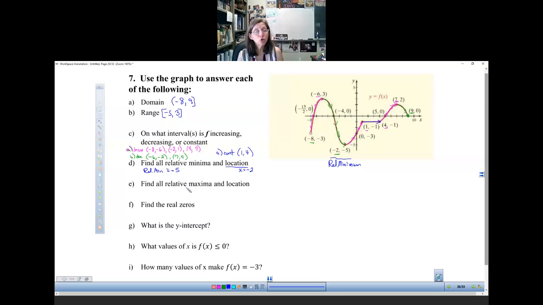Now it actually has two relative maxima points, okay? So my relative maximum occurs here, and I also have a relative max here. Notice these two guys are not turning points, okay? And so one relative max is the y value of 3, and that occurs at x is equal to -6, and the second relative max is 2, and it occurs at x is equal to 7.